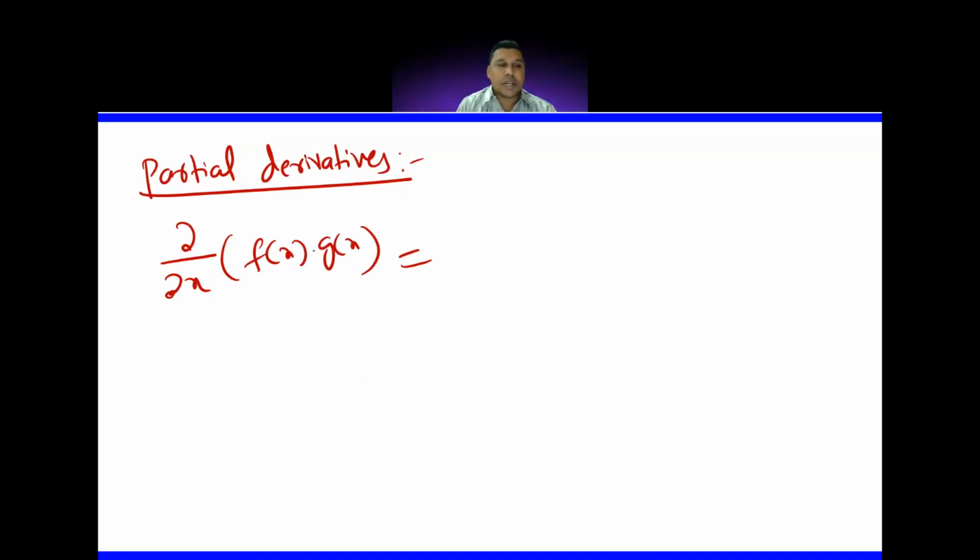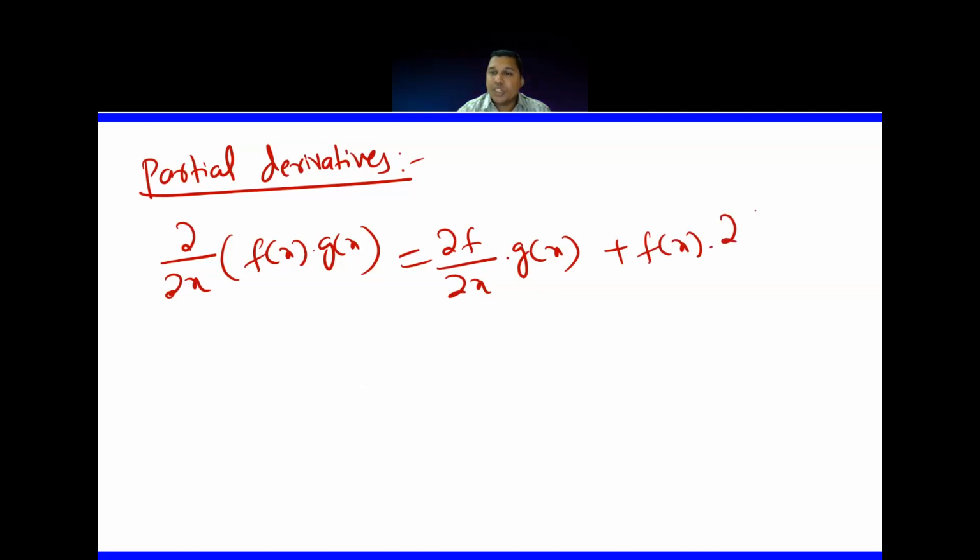So when I try to find out the partial derivative, dou by dou x, of f of x into g of x, it's simple. Here you find out dou f by dou x into g of x as it is, plus f of x as it is into dou g by dou x. This way, that's what we have done in the previous case, how we have tried to solve it using partial differentiation.